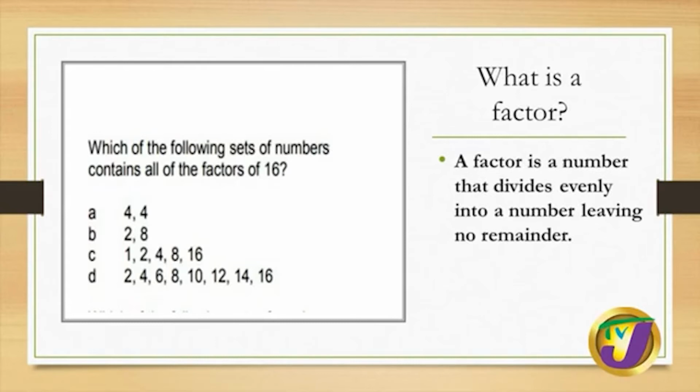What about 4? Great, because 4 multiplied by 4, both factors, give you a product of 16. So we're looking at 1, 2, 4, and 8 so far. And then, of course, 16 is a factor of itself because you can get one group of 16 from 16. So your answer here would have been option C.